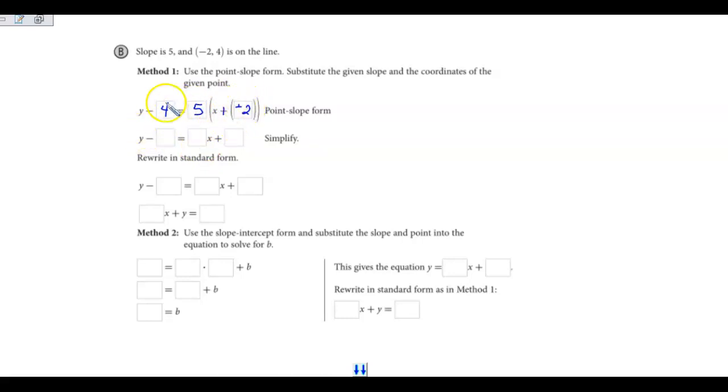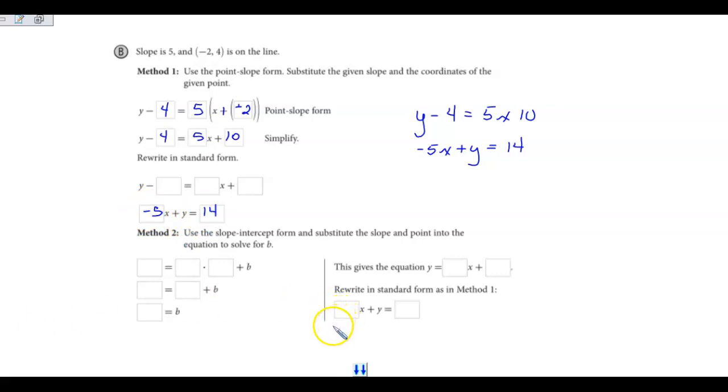Now, if I simplify this, I get y minus 4 equals 5 times x is 5x, and 5 times 2 is 10. And now I can rewrite that in standard form, where I take y minus 4 equals 5x plus 10, and I move my 5x out front by subtracting it from both sides, and I add my 4 to both sides, and that gives me 14. So I'll get -5x plus y equals 14.